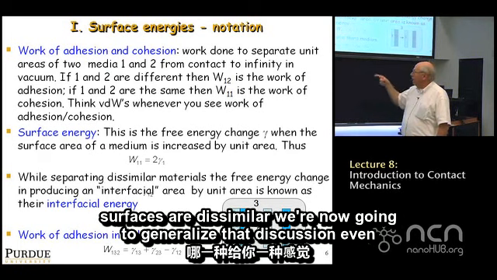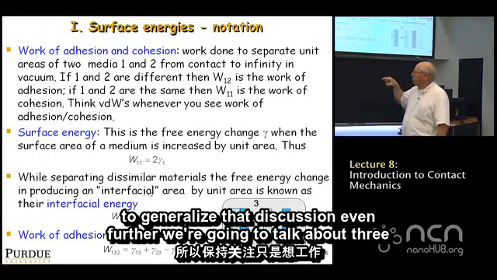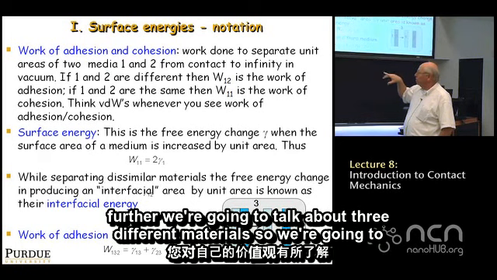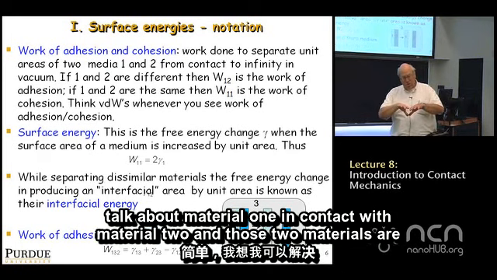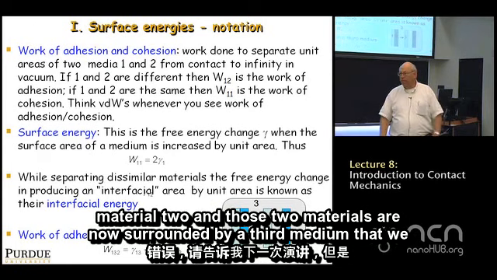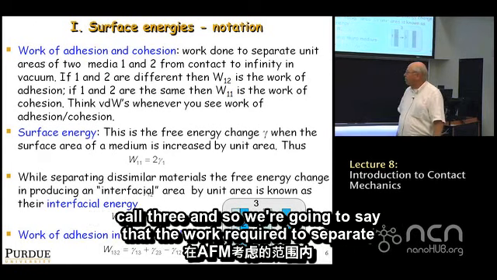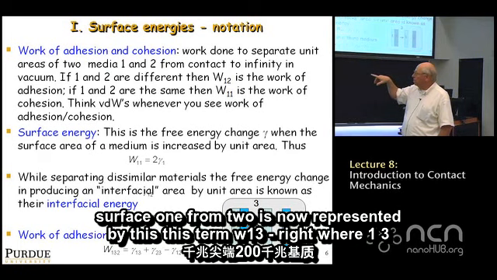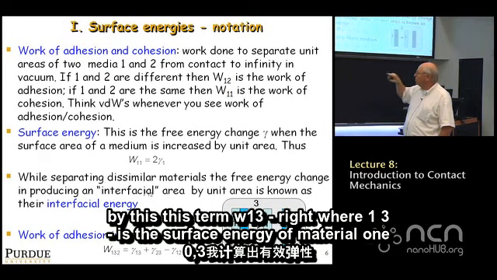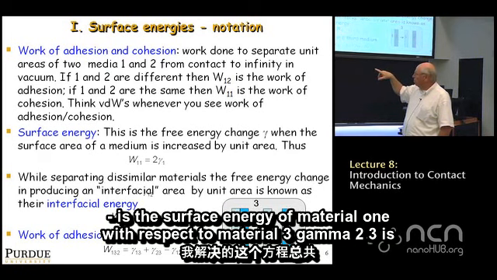We're now going to generalize that discussion even further. We're going to talk about 3 different materials. So we're going to talk about material 1 in contact with material 2, and those 2 materials are now surrounded by a 3rd medium that we call 3. And so we're going to say that the work required to separate surface 1 from 2 is now represented by this term W132, right? Where gamma 13 is the surface energy of material 1 with respect to material 3.